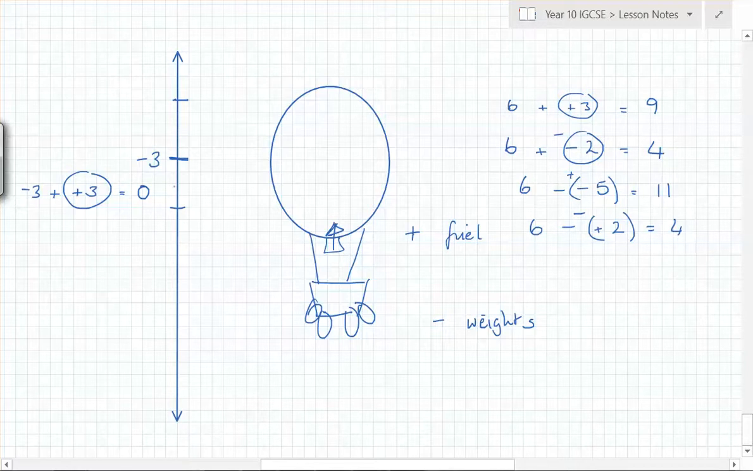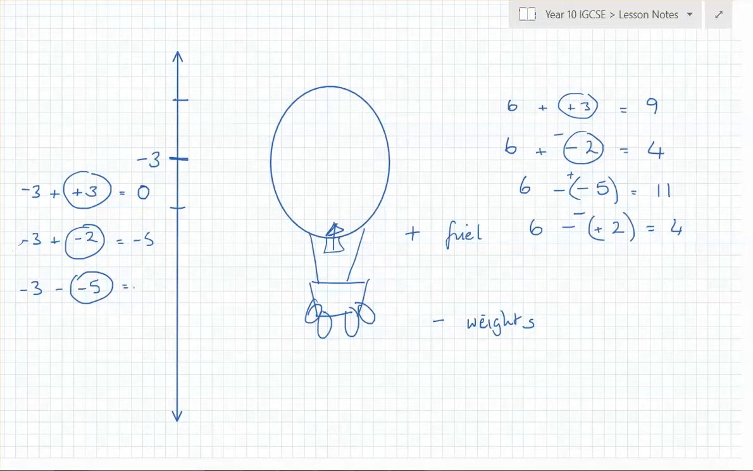Alright, I'm at -3. If I'm at -3 and I add 2 weights, -5. Okay. If I'm at -3 and I subtract 5 weights, it's 8. You're not thinking it through. You're not thinking of the balloon situation. You're just looking at numbers and going, yeah, 3 and 5 make 8. No.